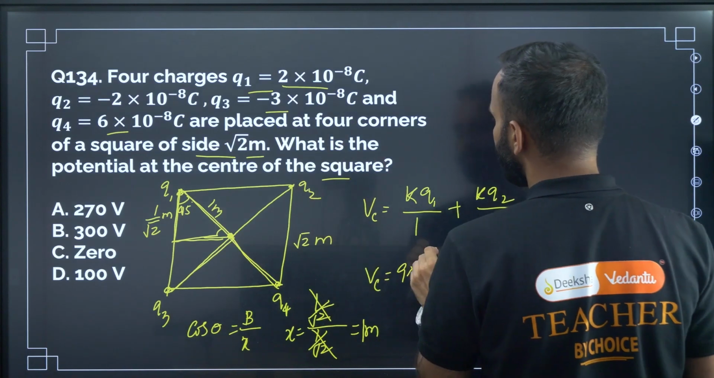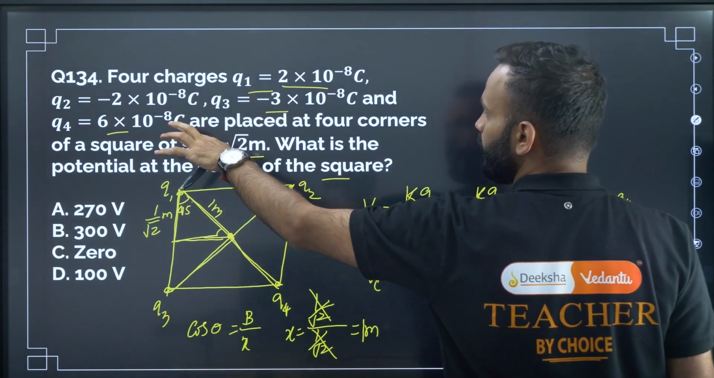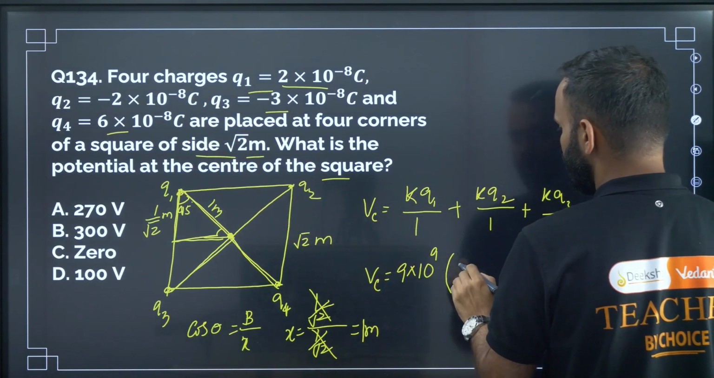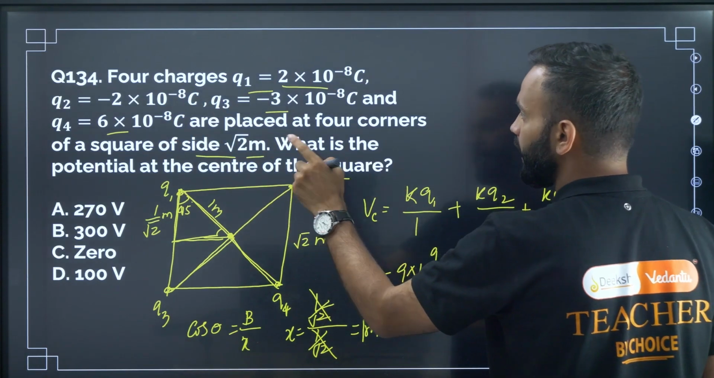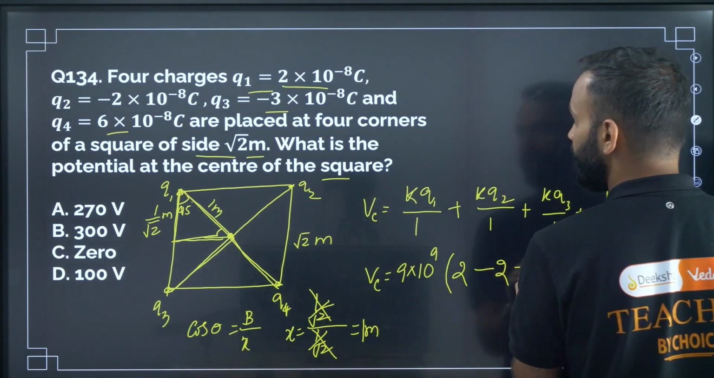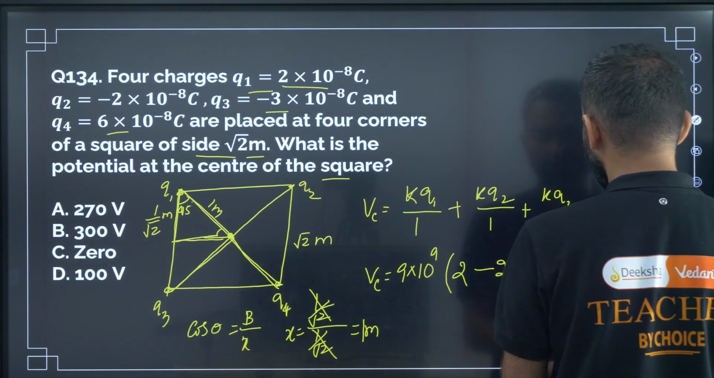So what is the value of Q1? Q1 is 2 into 10 to the power minus 8, right? Here 10 to the power minus 8 is there for every charge, right? So I can take 10 to the power minus 8 as common, right? So Q1 is 2 into 10 to the power minus 8, Q2 is minus 2 into 10 to the power minus 8, Q3 is minus 3 into 10 to the power minus 8, Q4 is plus 6 into 10 to the power minus 8.